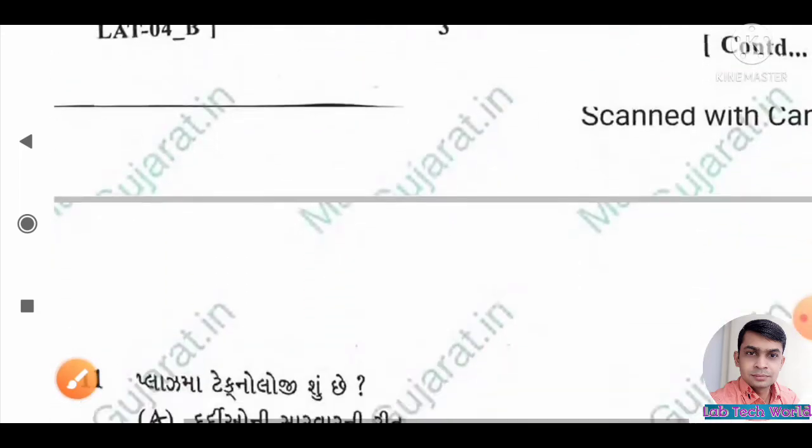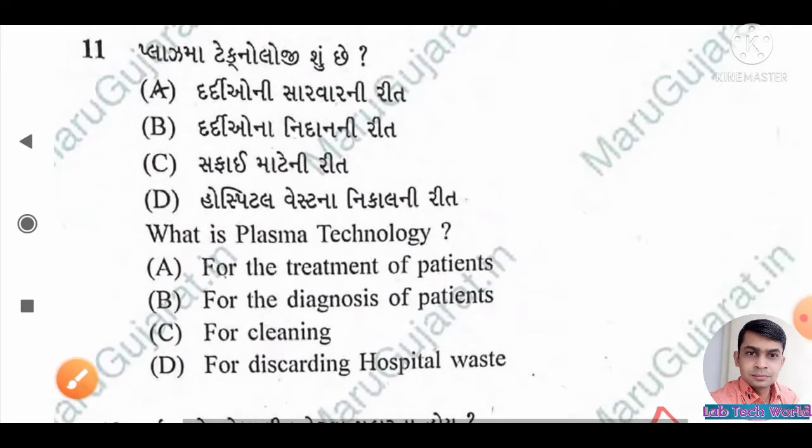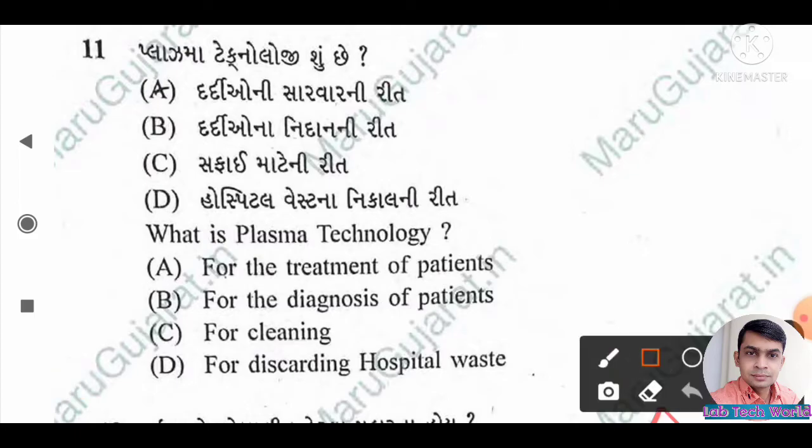Move to the next question, number 11. What is plasma technology? Option A for treatment of patients, B for diagnosis of patient, option number C for cleaning, option D for discarding hospital waste. And as per the official answer key, D is the correct answer given in the answer key, but I think it is option A is the correct answer.